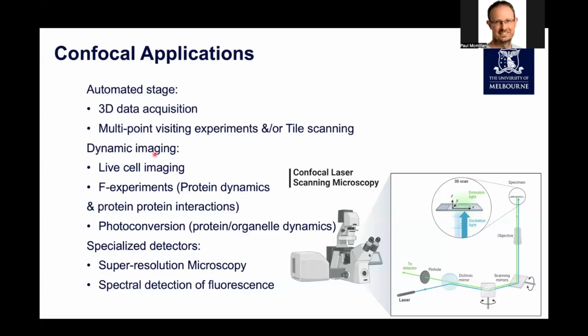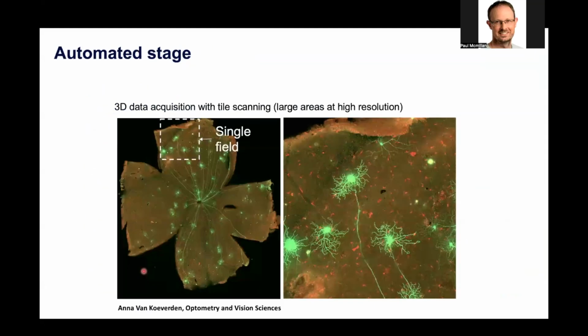We can also do dynamic imaging, so imaging over time, looking at live cell imaging. Those FRAP experiments we'll come back to, looking at protein dynamics and protein-protein interactions. We can also do photoconversion experiments. So we discussed a little bit, I think, around the photoconvertible or photoswitchable fluorescent proteins in lecture 1. And then finally, we have specialized detectors on there, potentially that can allow super resolution microscopy or spectral detection of fluorescence. First thing that we're going to look at is the automated stage functions.